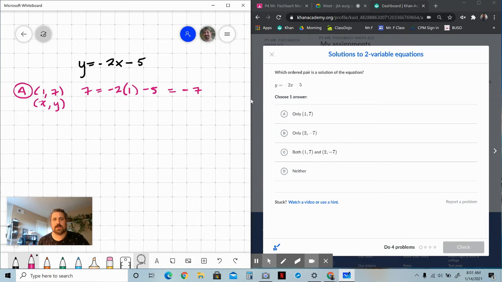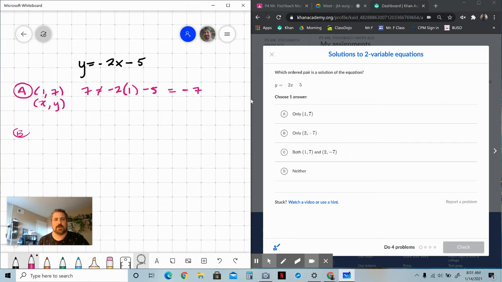So this would end up being a negative 7, not a positive 7. This is not a true statement. All right? So A doesn't work. So we know that only 1, 7 is obviously wrong. We know it can't be both 1, 7 and 2, negative 7 because 1, 7 is not going to work. So now we just have to check this 2, negative 7, right?